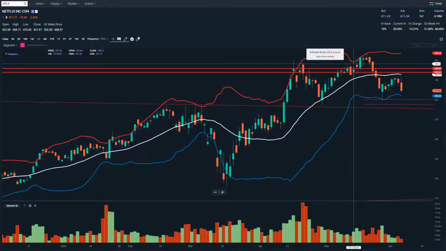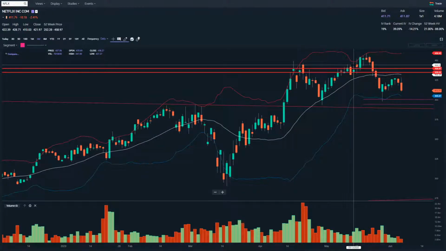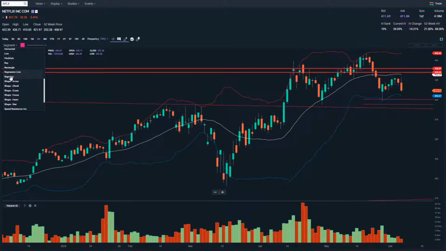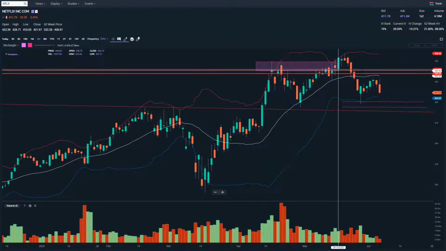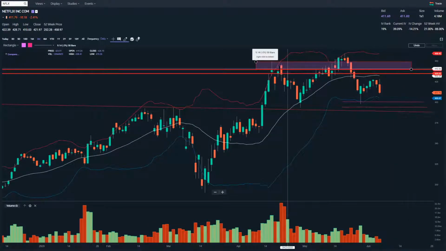No, it was here because it went against me a little bit. But let's just draw this up here. So this triangle is based on this wick.